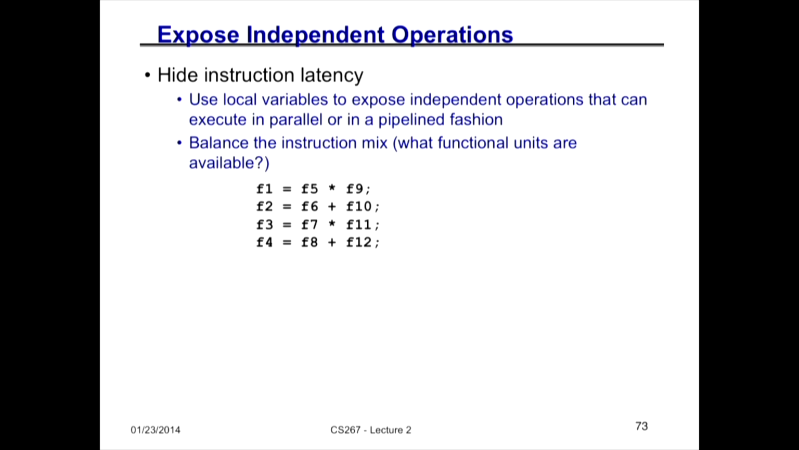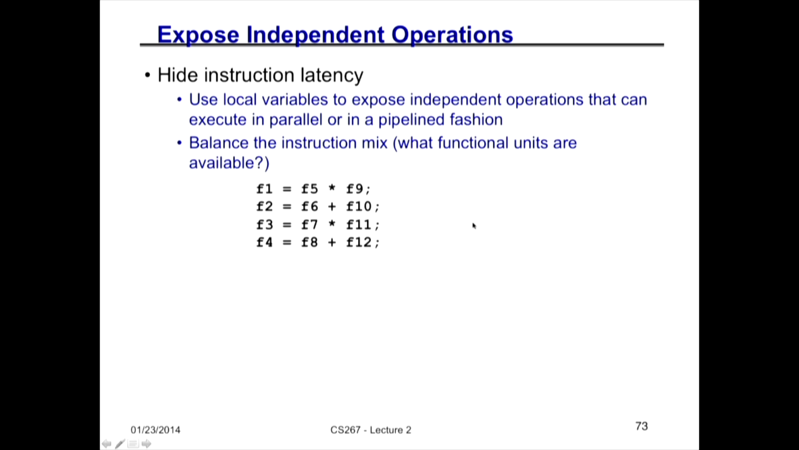So here's another way to reorganize the inner loop to expose possible parallelism. Most machines can do more than one floating point operation at a time. How should I write the inner loop to tell the compiler that it's okay, you should try to do these things at the same time?